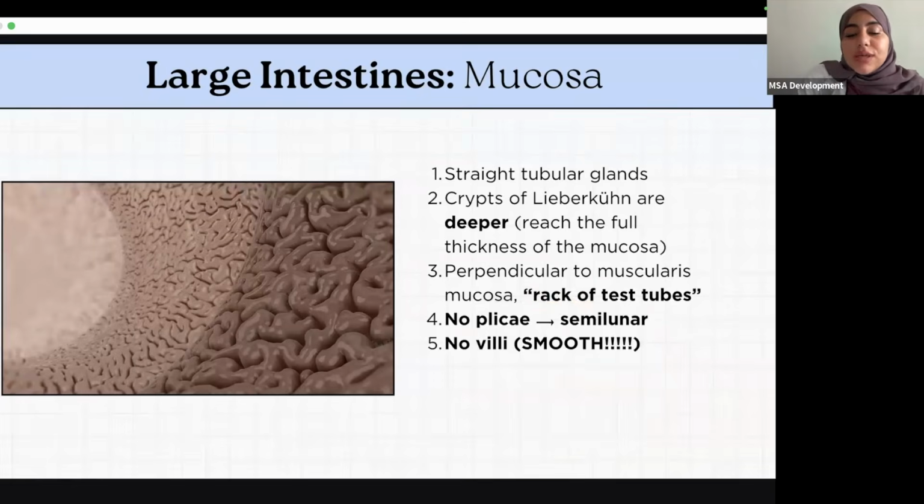Anyways, this is what the large intestine looks like. As I said, there are no villi, and they don't have plicae circulares, but they do have something called semilunar folds, which you can see over here. They're not sticking out to increase surface area because, like I said, it's not the main function of the large intestine to absorb everything. It's just to keep the feces moving and also to absorb water and electrolytes. There are no villi, but there are microvilli.